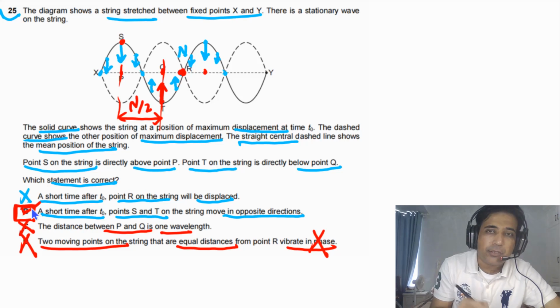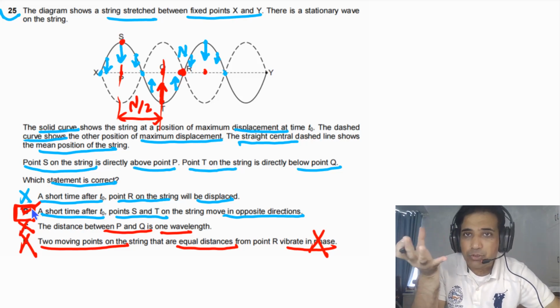So this question covers some important points about stationary waves. These points are important, you need to understand.